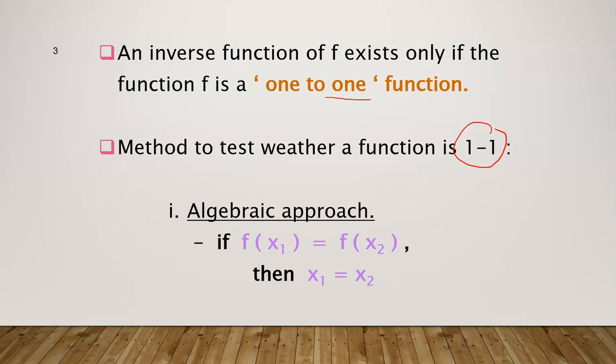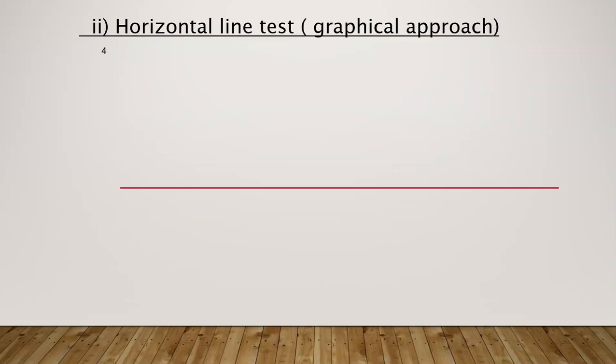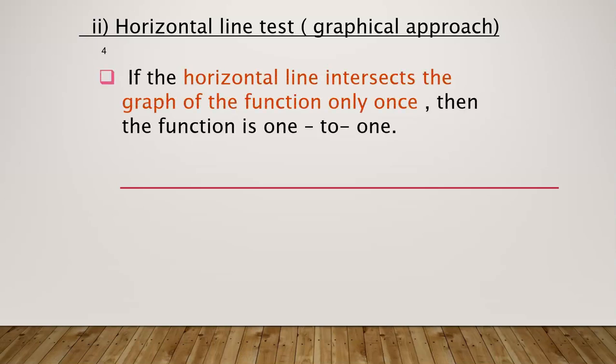The first one is the algebraic approach. So if f(x1) equals f(x2), then x1 equals x2. The second one is by using the horizontal line test, which is a graphical approach. If the horizontal line intersects the graph of the function only once, then the function is one-to-one.